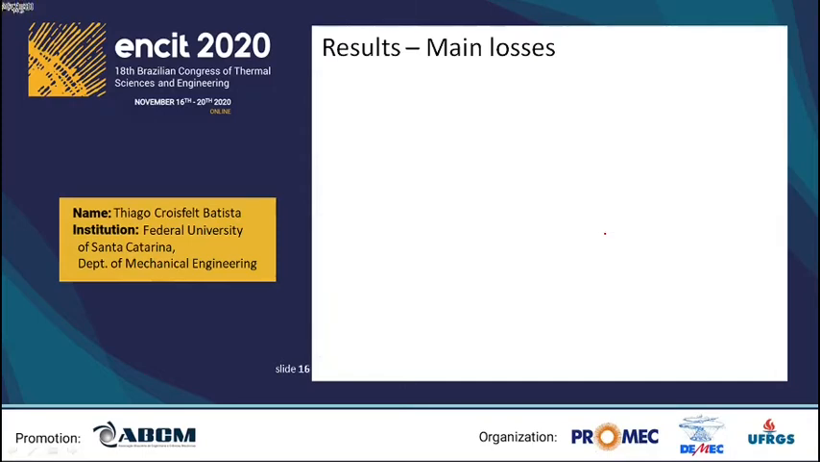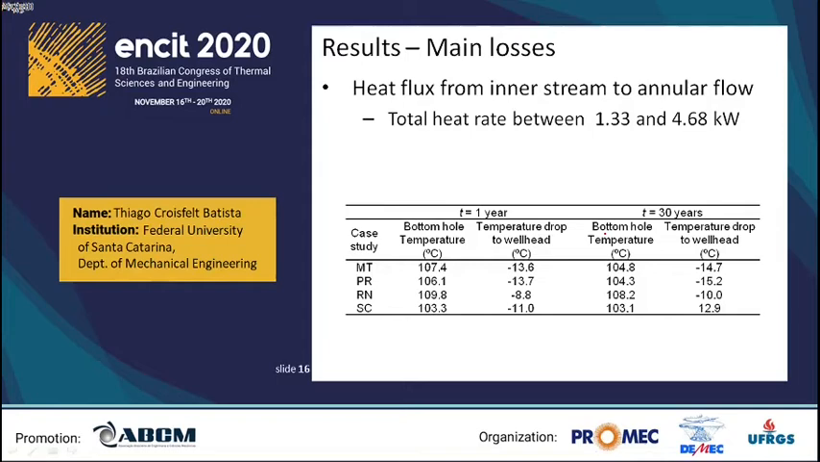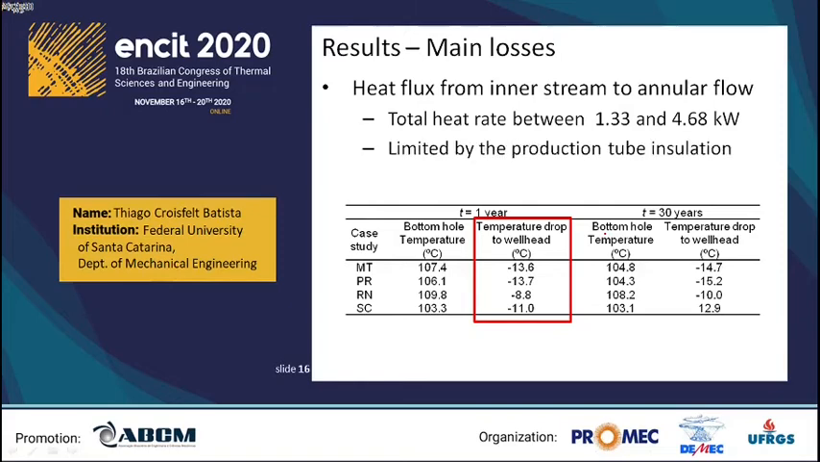About the inner flow, the water upstream, it also transfers some heat to the annular flow, implying a decay in temperature from the bottom to the head of the well, which is limited by the thermal insulation of the pipe. Moreover, the bottom hole temperature is the highest temperature of the water in this cycle.